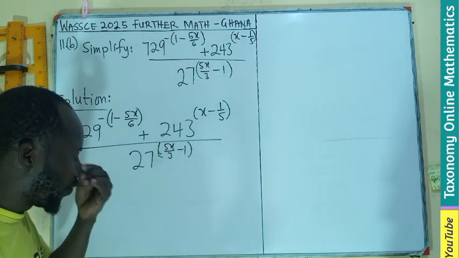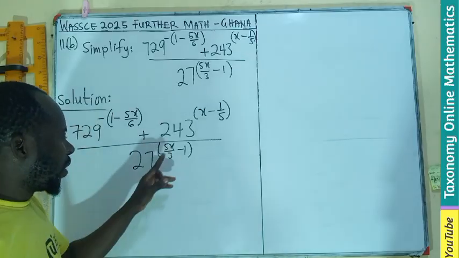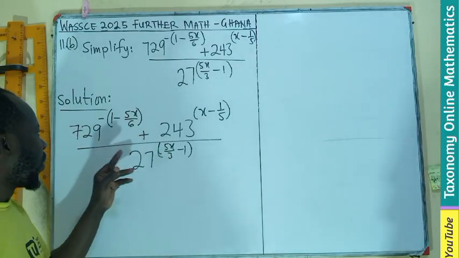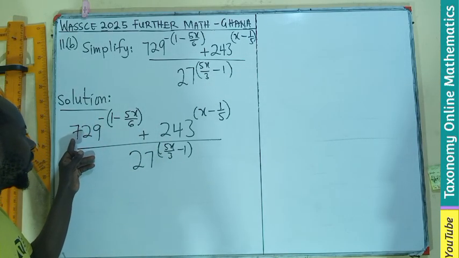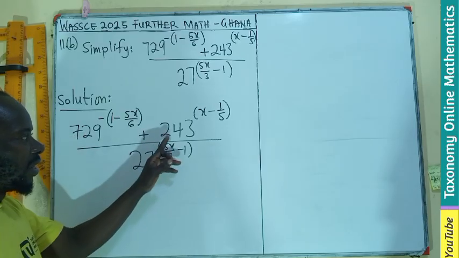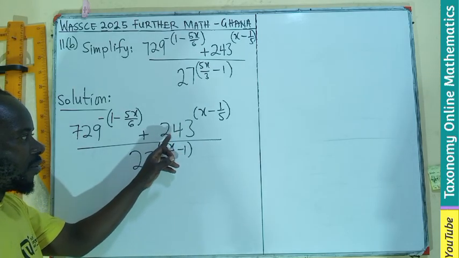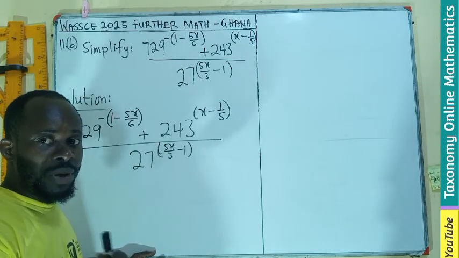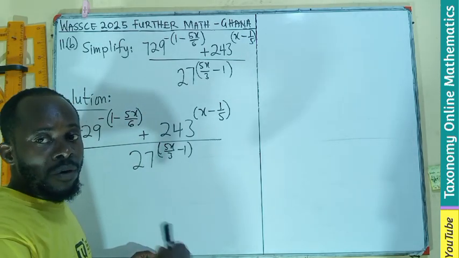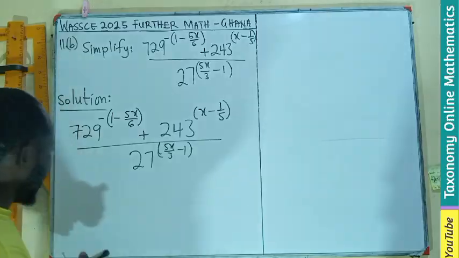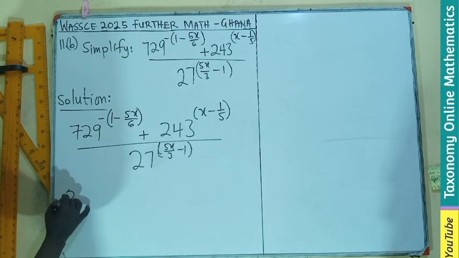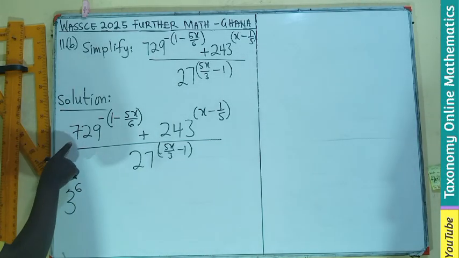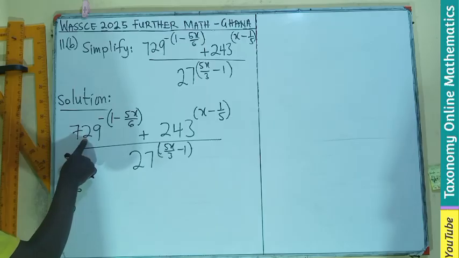Alright, if you take a careful look at the whole numbers, you can see that 3 can divide all of them. So they are all going to be expressed as a base of 3. So 3 raised to the power 6 will give you your 729.